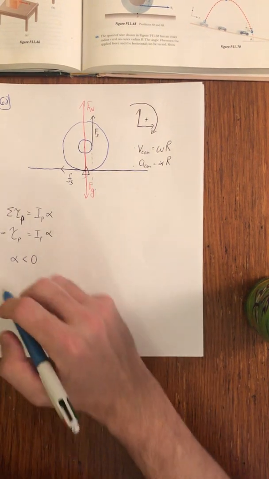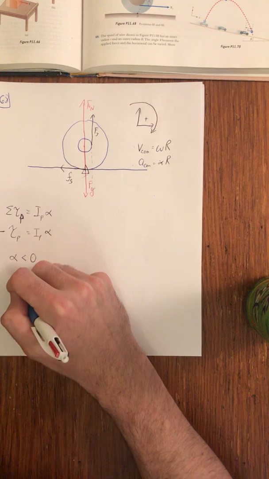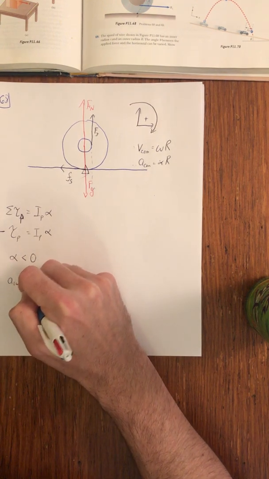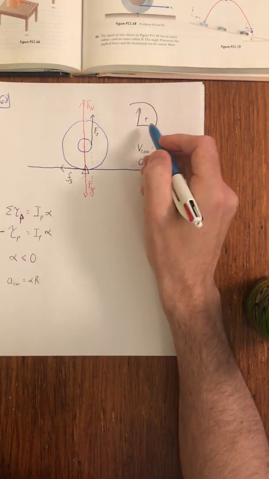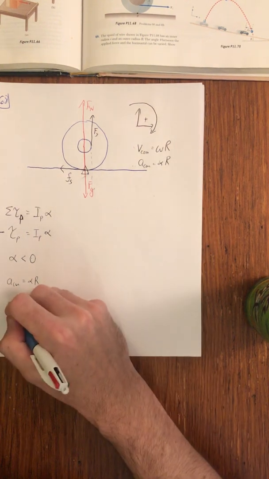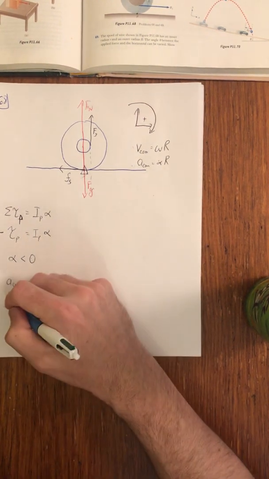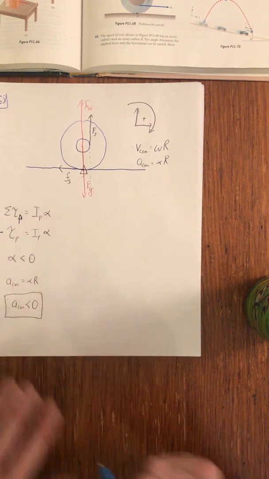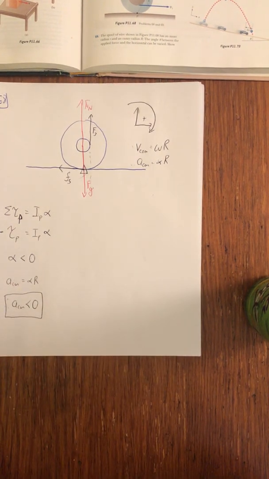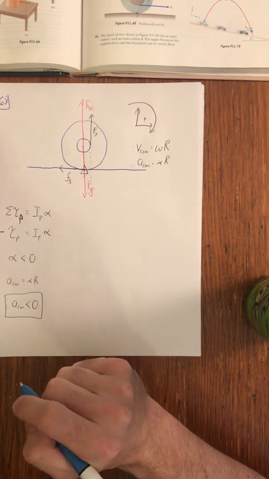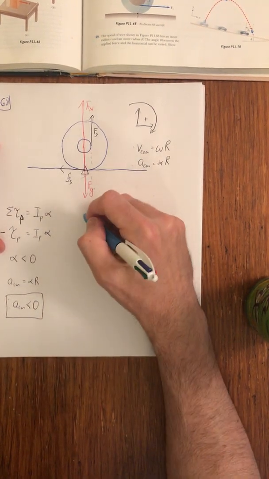And because of the condition of pure rolling, where A com is equal to alpha r, and because we linked our declarations, that means therefore A com is also less than 0, and I've proven what I need to prove, which is that this object would accelerate to the left and begin moving to the left, and that's what the problem's about. Now, let's see if I guessed correctly on the direction of static friction.